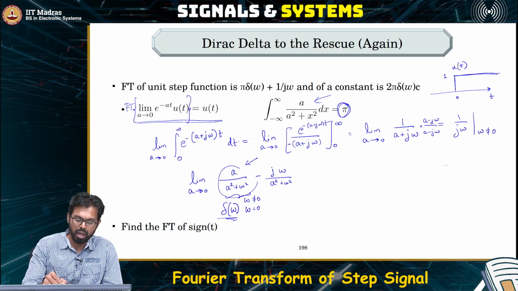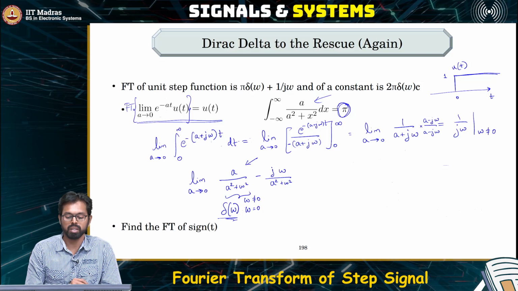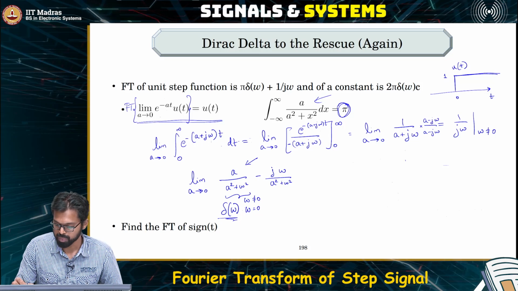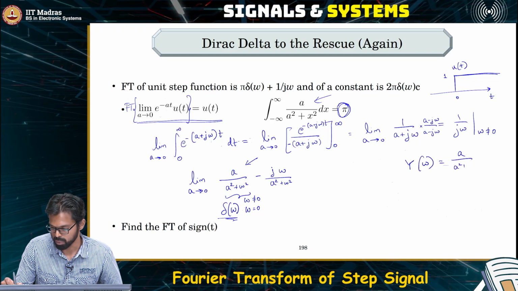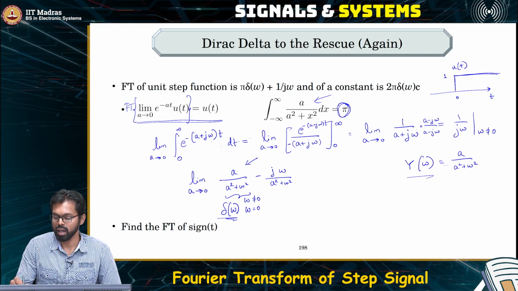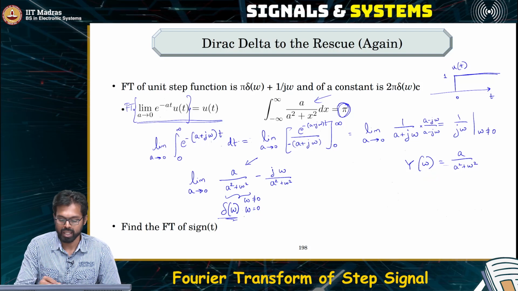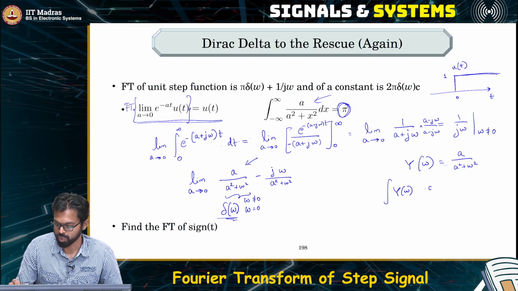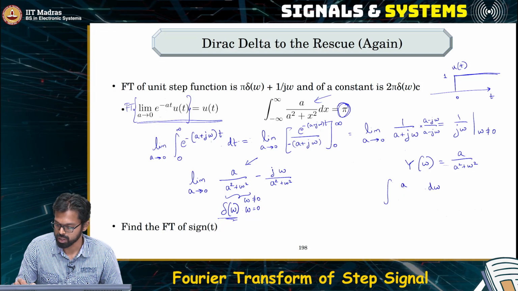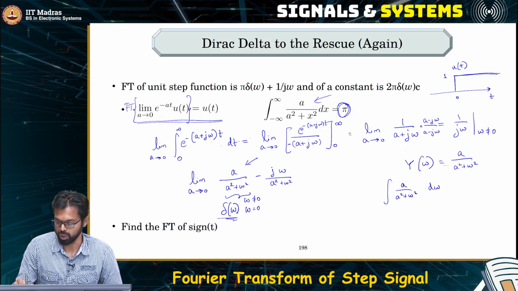Will this signal have an area of 1? That is something that we have to check. In other words, if we say that y of omega is equal to a by a square plus omega square, is the area under this curve equal to 1? Only then this is true, right? So you compute the area of this curve, which is a by a square plus omega square.